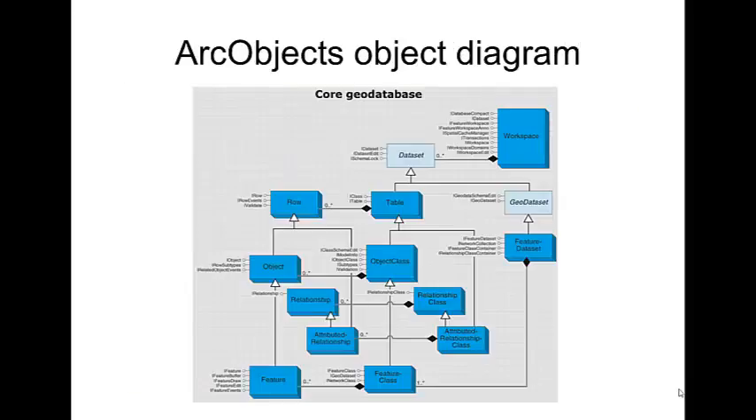Here's an actual example, the core geodatabase model ArcObjects diagram. In this diagram we can see that a table and a geodataset are types of dataset. A feature dataset is a subclass of the geodataset. A feature class is a subclass of an object class. In no way do I expect you to understand this diagram particularly, but just to appreciate that UML class diagrams are the equivalent of ER diagrams, but for object-oriented modeling.